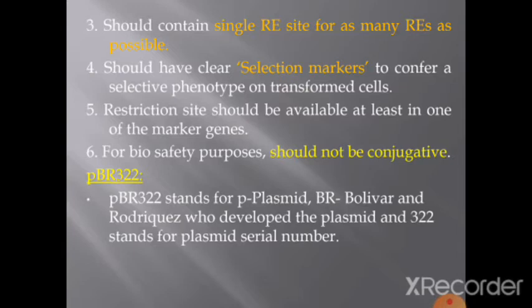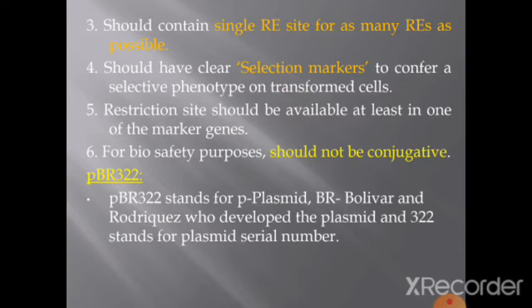Then for biosafety purposes, please note they should not be conjugative. They should not be conjugative because sometimes, if they are conjugative and by chance they are released into the environment, it becomes very hostile. So for biosafety purposes, they should not be conjugative. Now, one best example for a plasmid vector is pBR322, with which all of you are familiar.